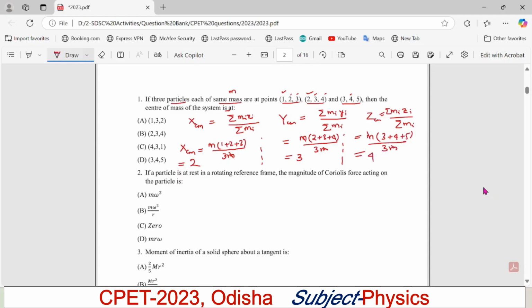So the coordinate of center of mass is your 2 3 4. This will be the correct answer. Now we are going to go for the second question.